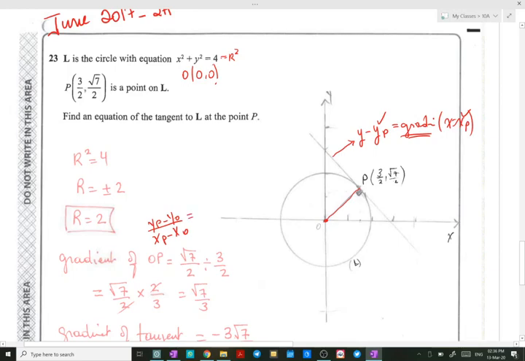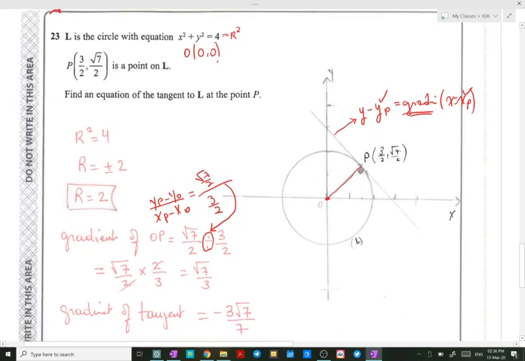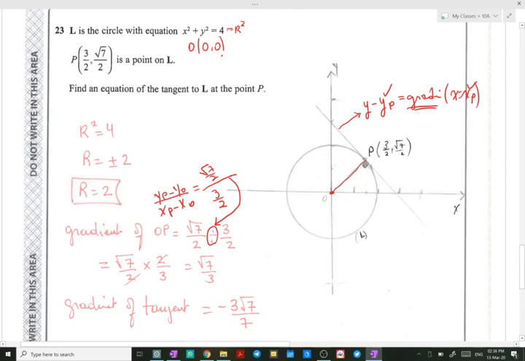So this is equal to y of P, square root of 7 over 2, over 3 over 2. This is why you see the division bar changed to the division sign, so that the calculation would be easier. We change division to multiplication and flip the fraction, and this is going to be square root 7 over 3.